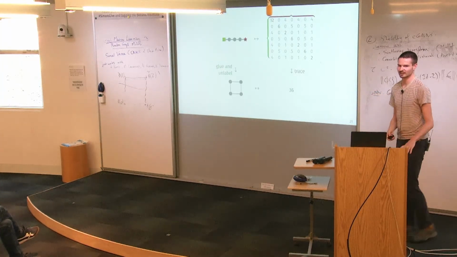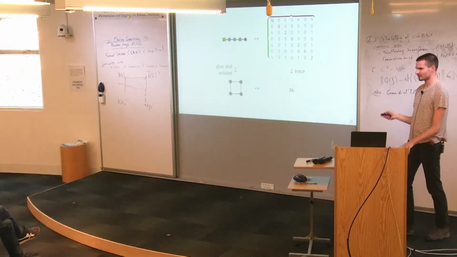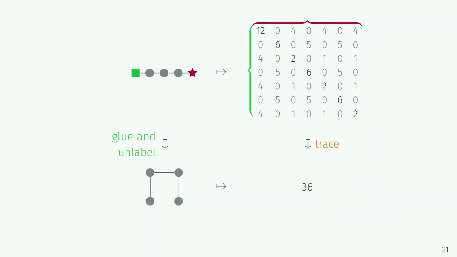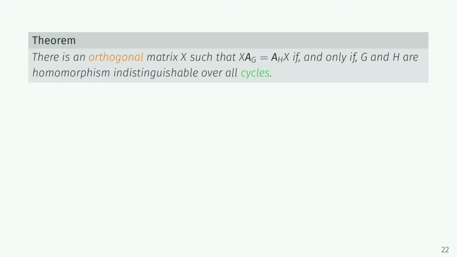Okay, so now I'm going to hand wave the proof with the planar graphs by hand waving a much simpler theorem, and then you just have to fill in the details for the more complicated theorem. So I'm going to prove the following. Two graphs, there's an orthogonal matrix satisfying this system if and only if the two graphs are homomorphism indistinguishable over all cycles. That's what I'm going to prove. This is a folklore result.